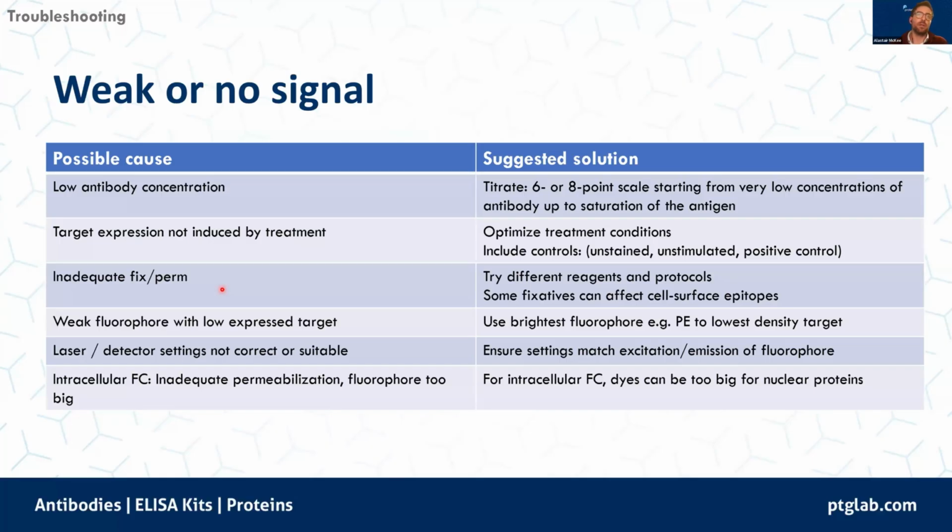Weak fluorophore with low expressed targets, so always try and use the brightest fluorophore you can. As I say, again, there is some compromise you have to make, all dependent on the expression of your protein. So if you've got a low expressed target, make sure that you're using a bright fluorophore for that particular example.